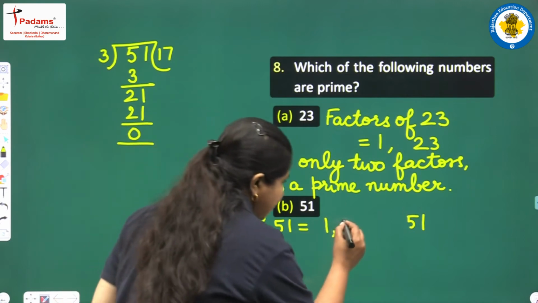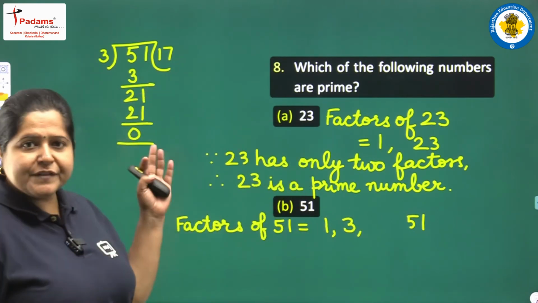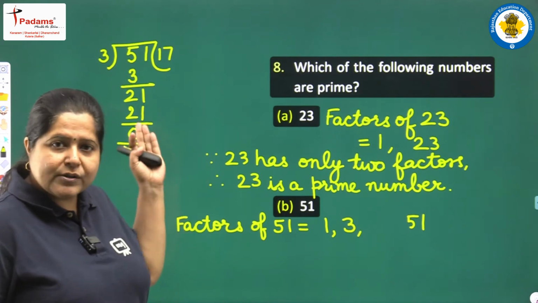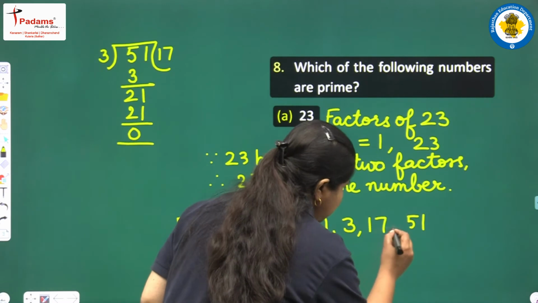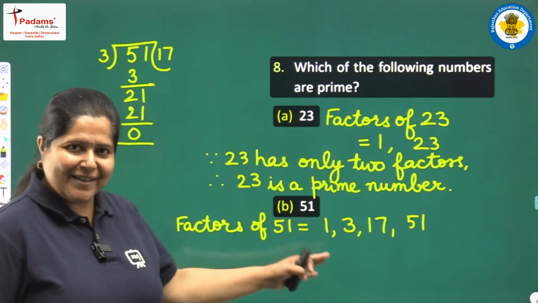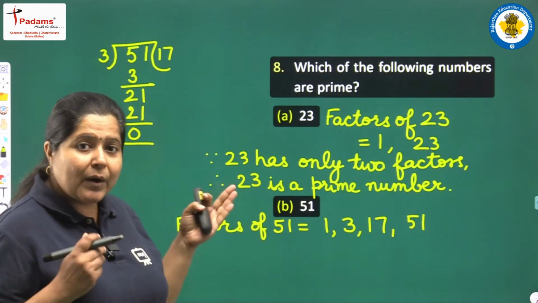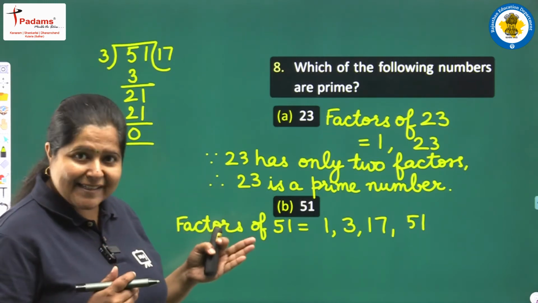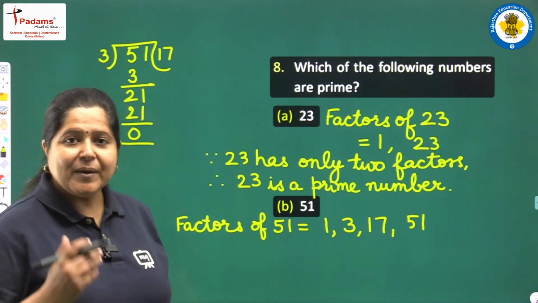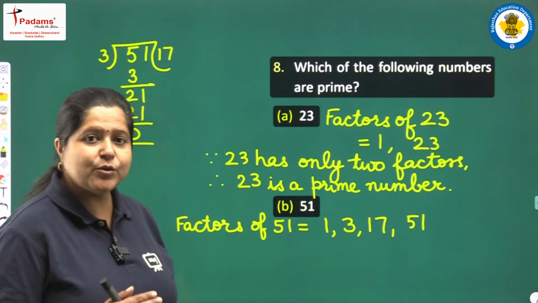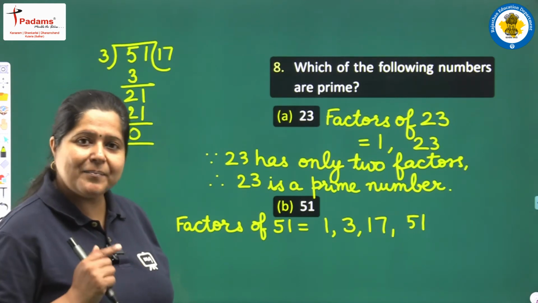So we have this factor 3 also, and since it's 17 times 3 is 51, so 17 will also divide 51 completely, and so 17 is also a factor of 51. So these are the factors of 51. Now what number is this? Is it prime? No, it's a composite number, because it has more than 2 factors. So it is a composite number and not a prime number.